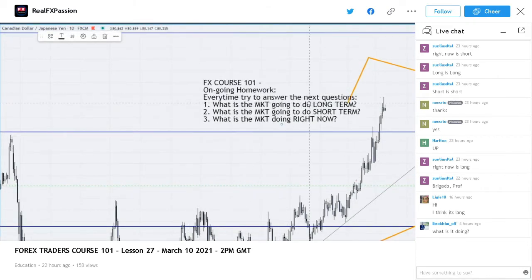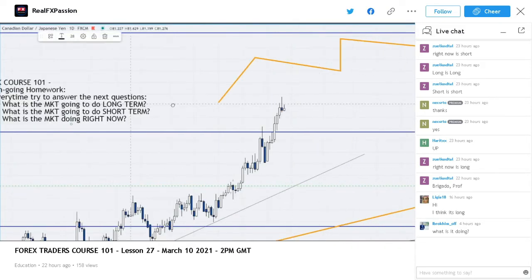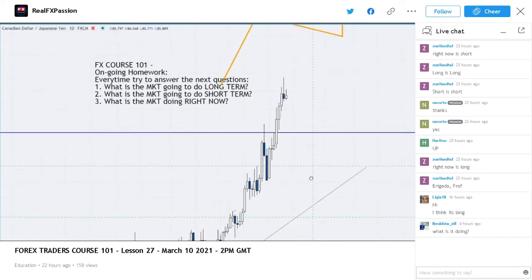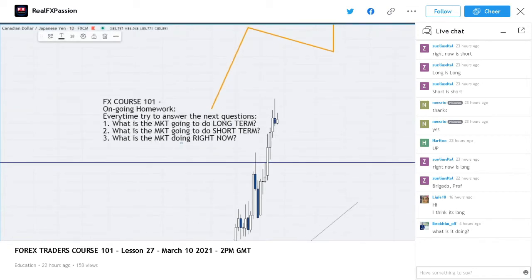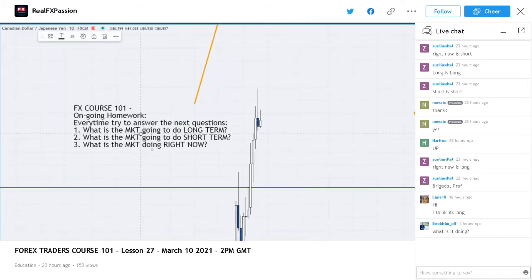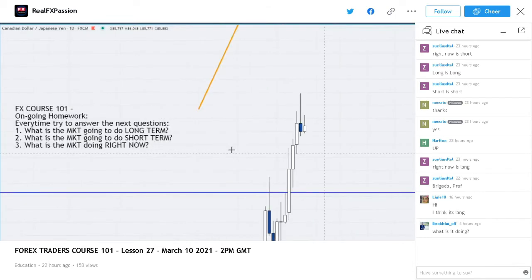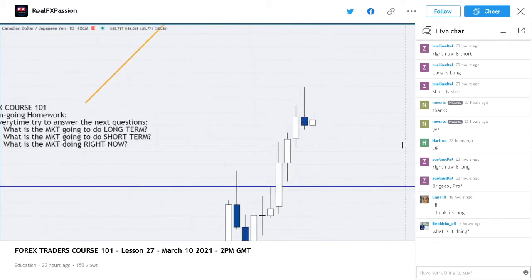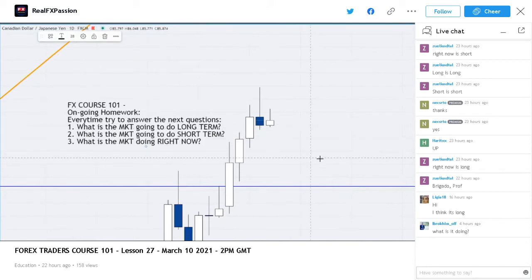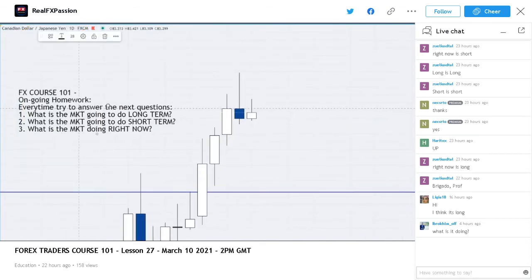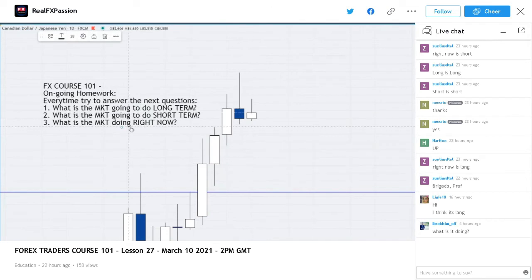Same questions, everybody. This is the daily chart, and today is Wednesday in most parts of the world. Not sure about Asia, if it's over midnight, I think not. So this is the daily chart, and we are looking now at the daily candles. Question number one, what is the market going to do long term on the daily chart, everybody? Question number two, what is the market going to do short term? And the same question, what is the market doing right now?